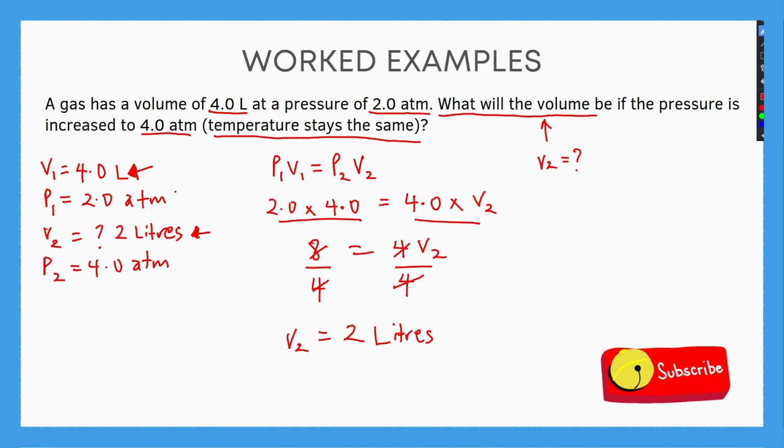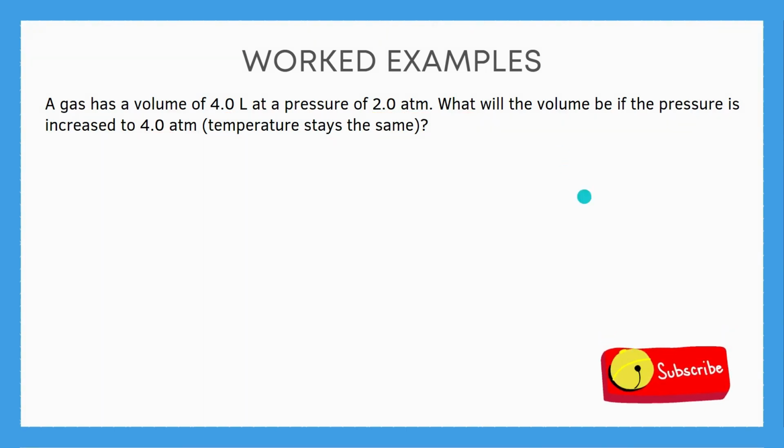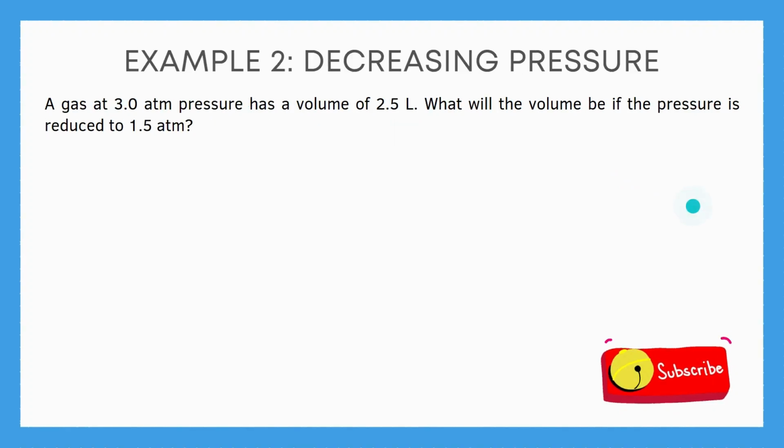The initial pressure was 2 atmospheres, but the final pressure was 4 atmospheres. So you can see that the pressure increased and then the volume decreased, which proves that Boyle's law is actually applicable in this question. I'm sure you saw how everything was carried out. Let's see if we can solve yet another example.